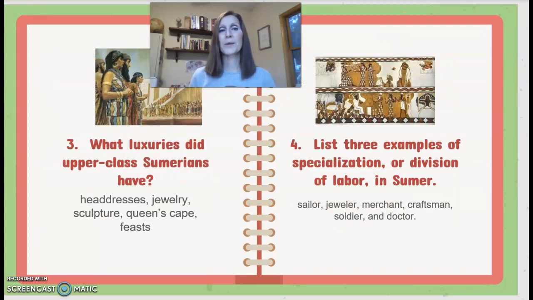And then question number 3, what luxuries did upper class Sumerians have? They wore headdresses, they had jewelry, sculptures, queen's capes, and feasts. And then question number 4, list 3 examples of specialization or division of labor in Sumer. So that would be sailors, jewelers, merchants, craftsmen, soldiers, doctors, obviously a lot more. Those are just a few examples.